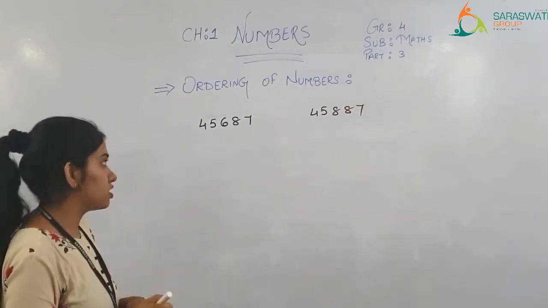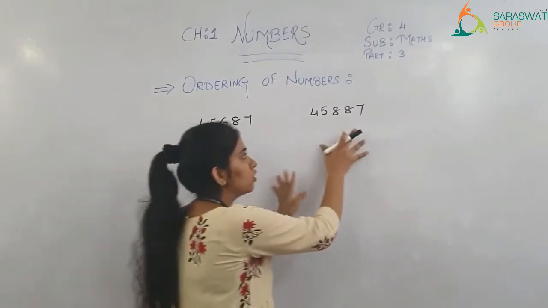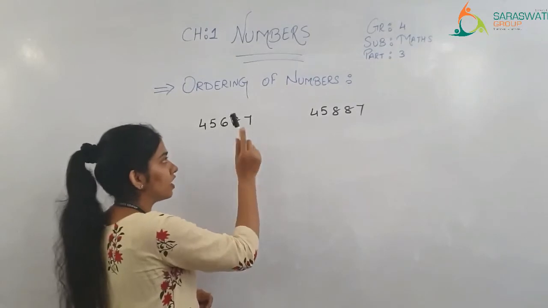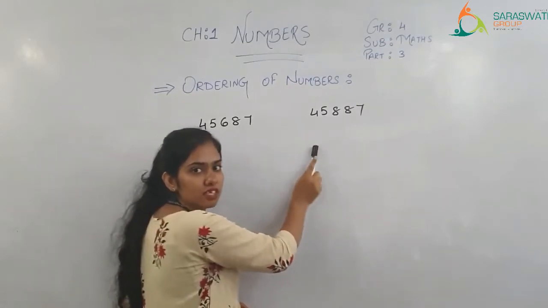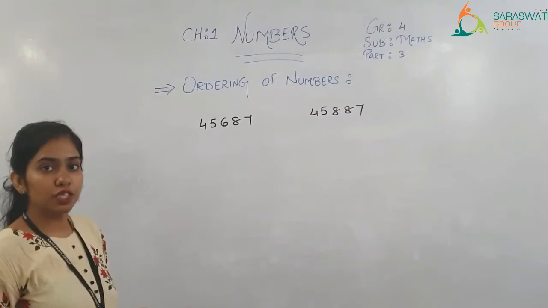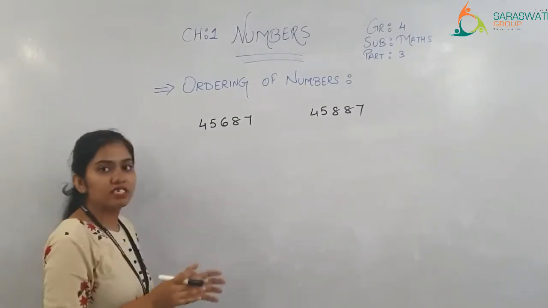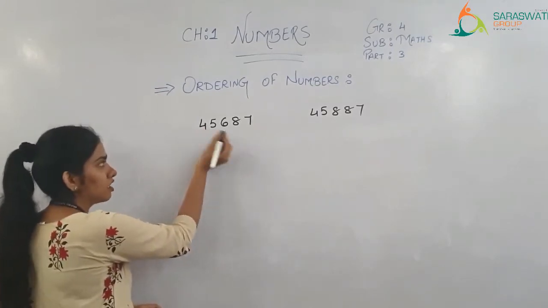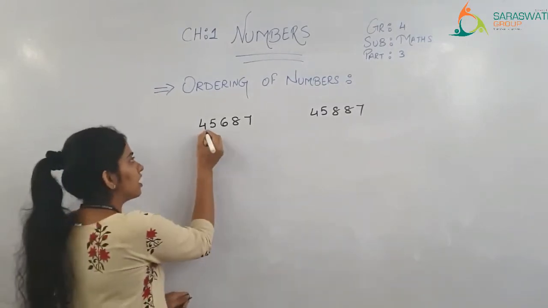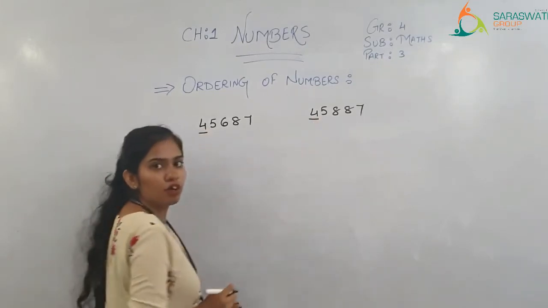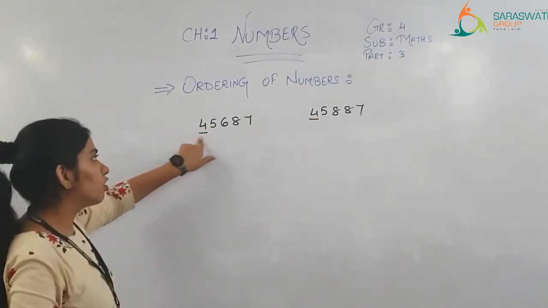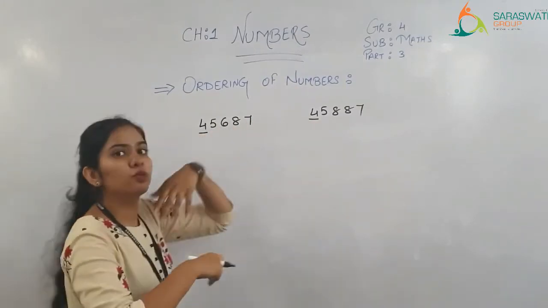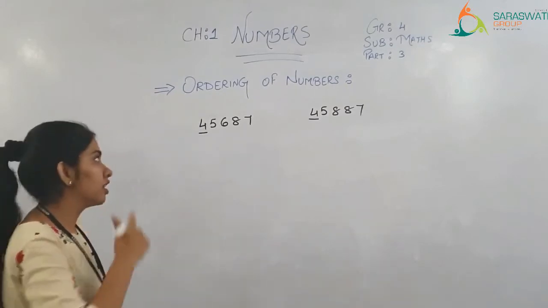Right? So students, you can see that here I have written two numbers. Now if you have to identify which number is bigger from these two, how are you going to do that? For that we are having some steps. First we'll start from here, right? You have to see whether this number is same or not. Here it is 4 and here also it is 4. So if the number is same, then you have to move to the next number.